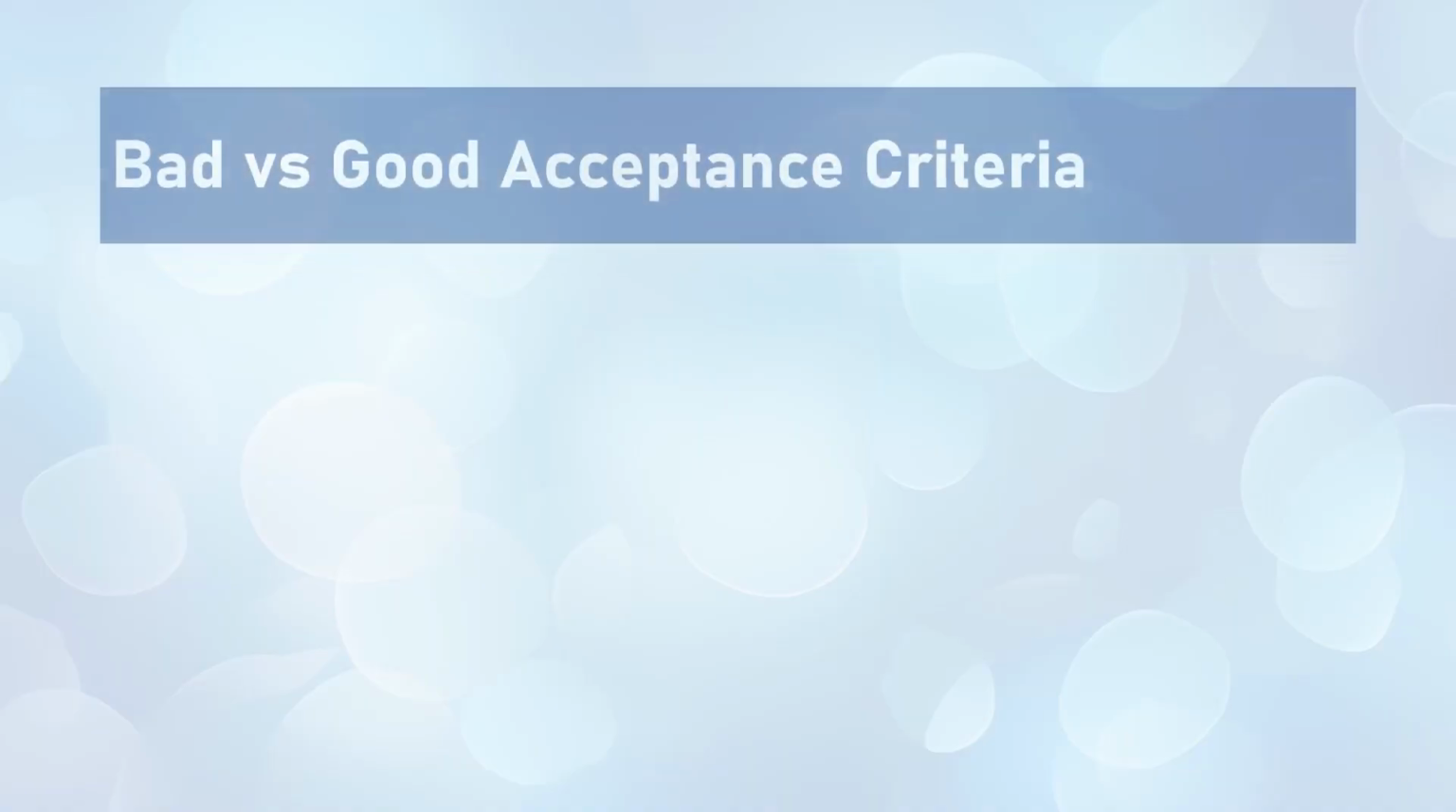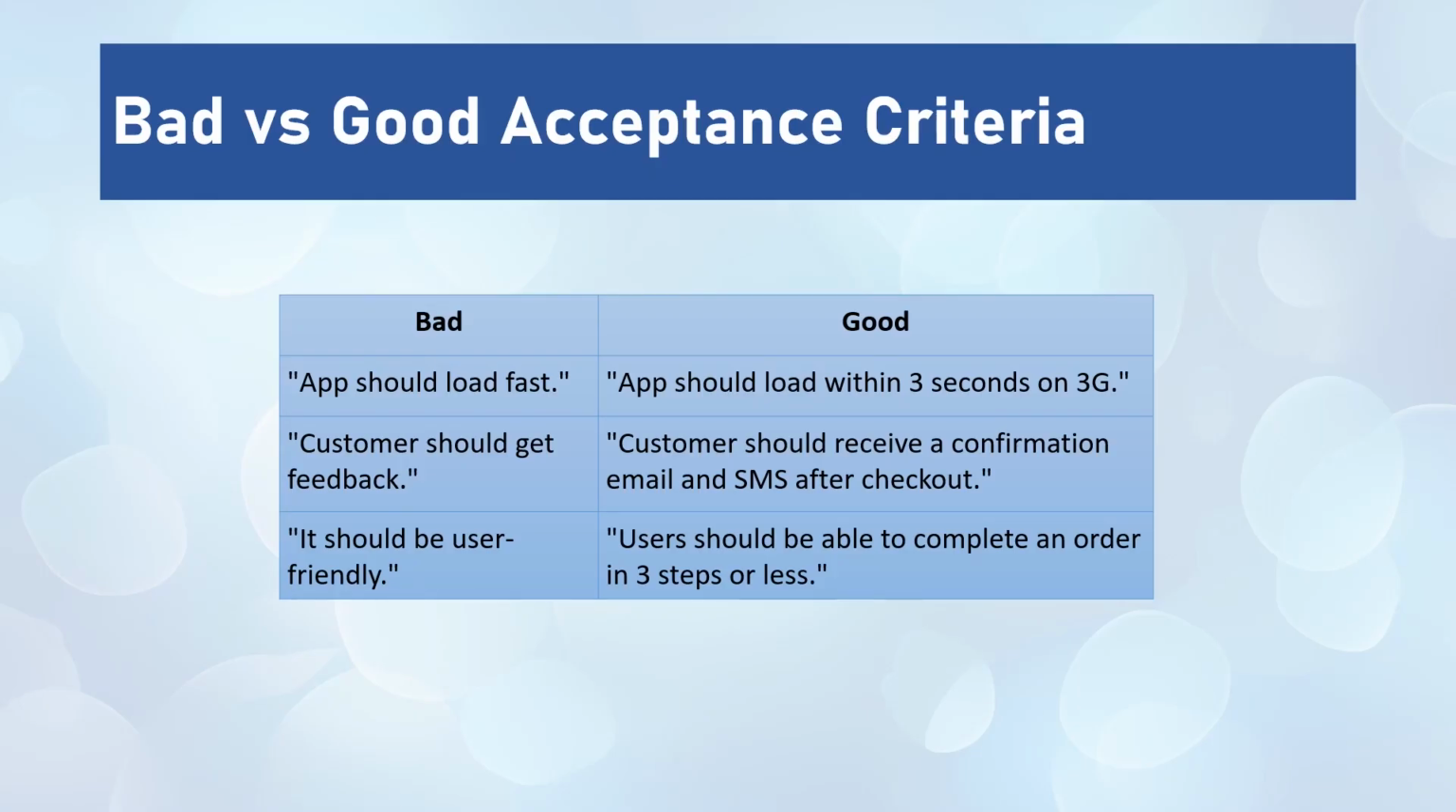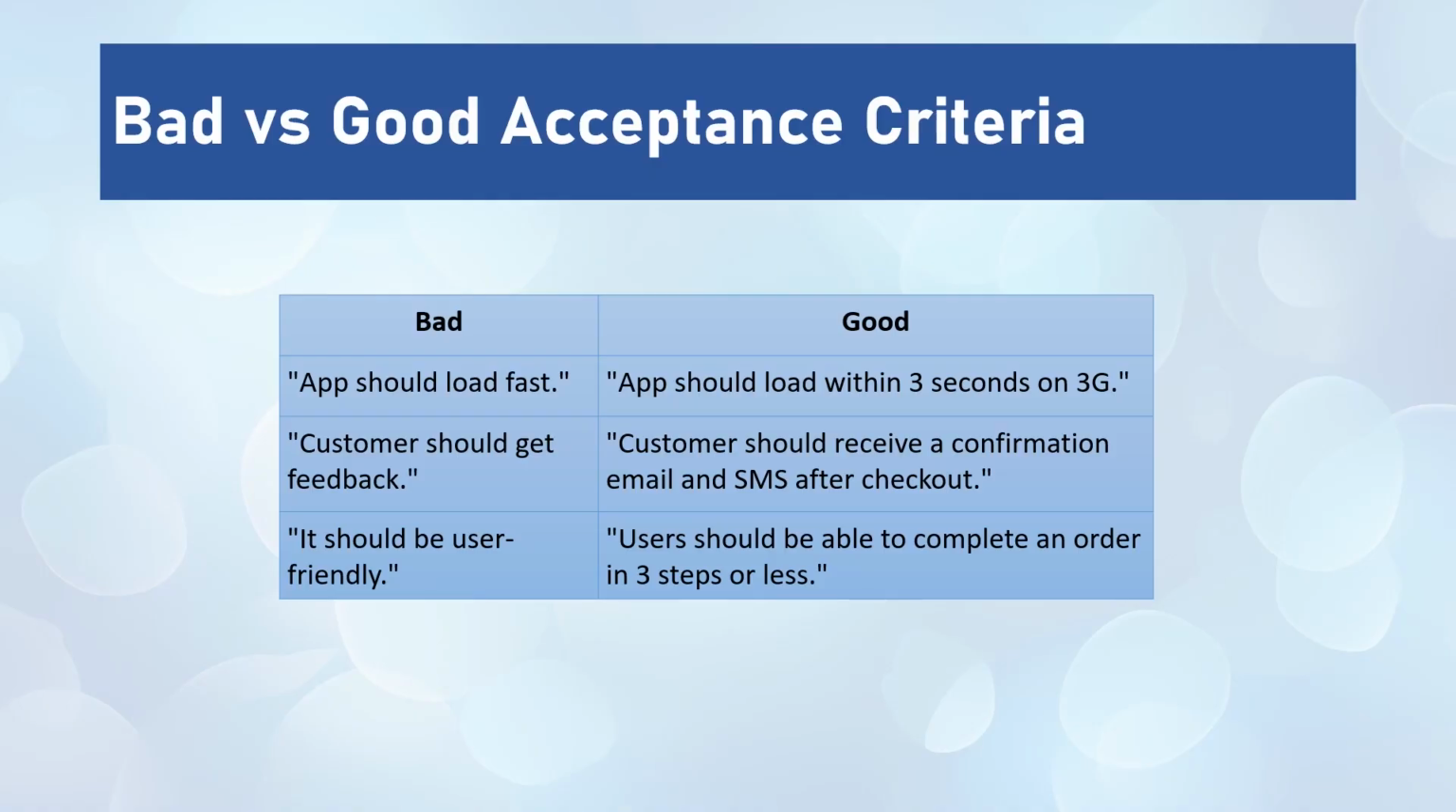So when you say app should load fast, that's a bad acceptance criteria. But you should say something like app should load within 3 seconds on 3G. If you say customer should get feedback, that's bad. But say something like customer should receive a confirmation email and SMS after checkout. If you say it should be user-friendly, that is bad. Rather, you should say something like users should be able to complete an order in 3 steps or less.